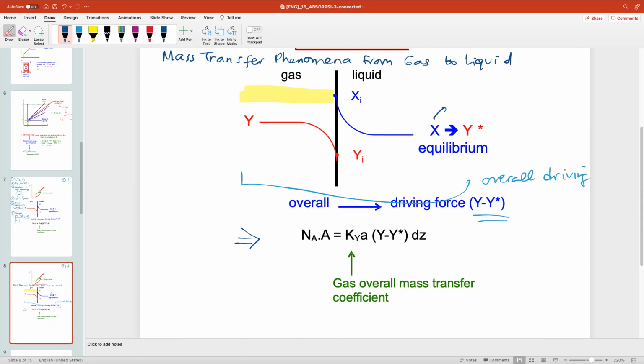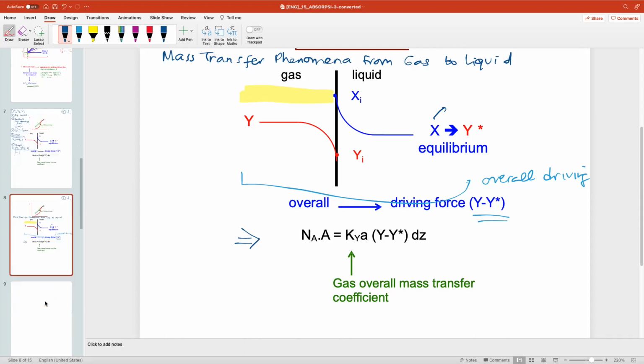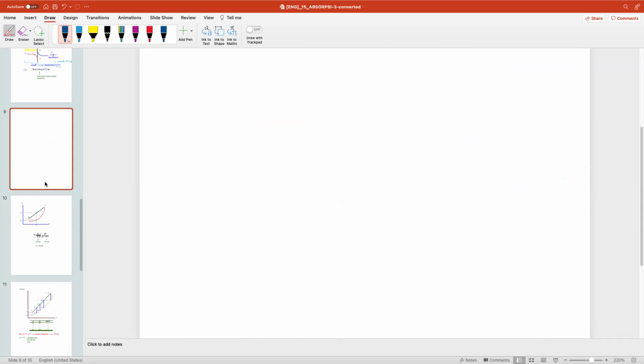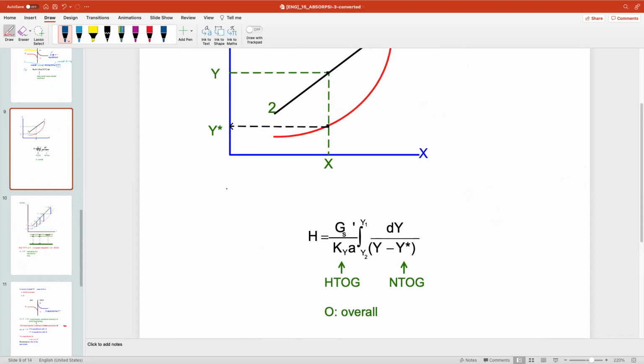Now, the question is, what is the correlation between x and y star if we consider the gas overall mass transfer coefficient? In reality, the value of small k and capital K are of course going to be different, because the small k only considers the mass transfer in the gas phase, while the capital K considers the overall mass transfer. Let's have a look. I'm just going to delete this one.